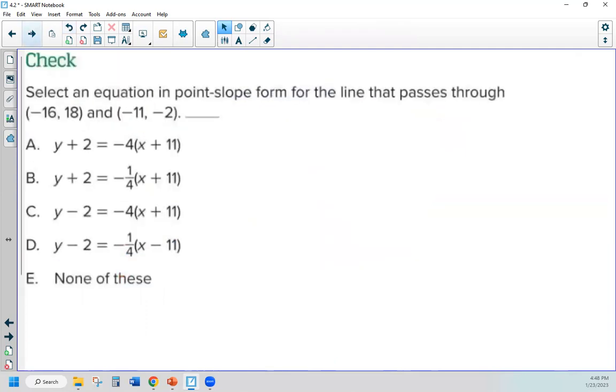All right. Pause it right now and try this one on your own. Write an equation in point slope form.